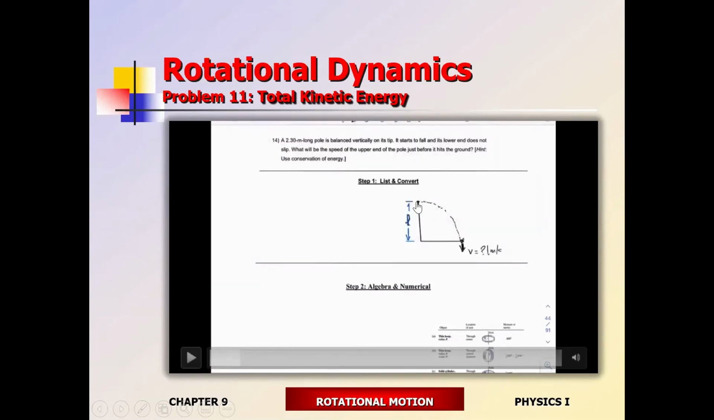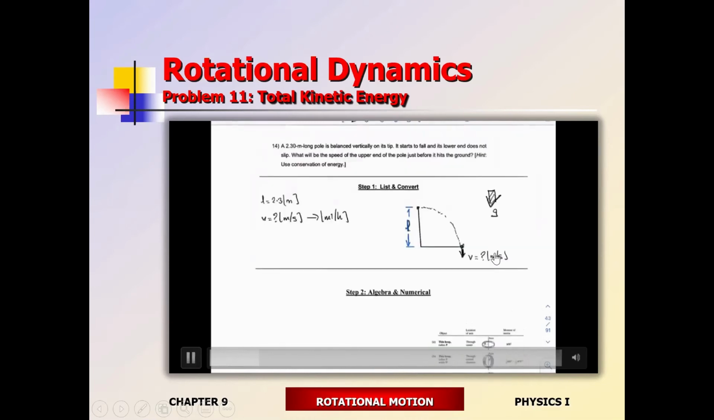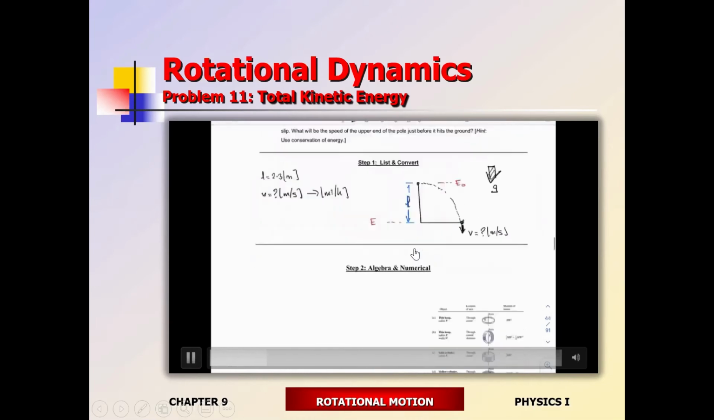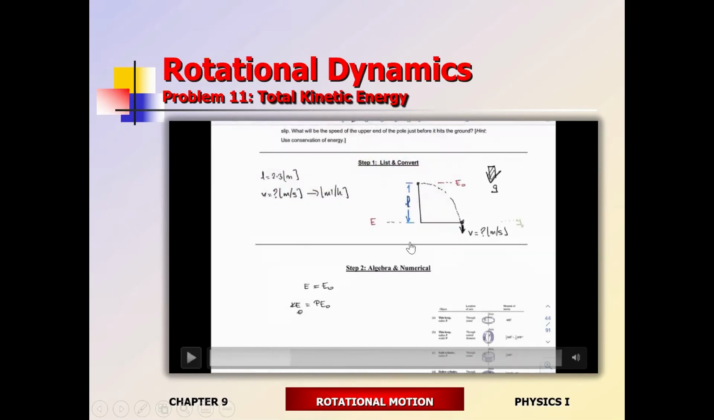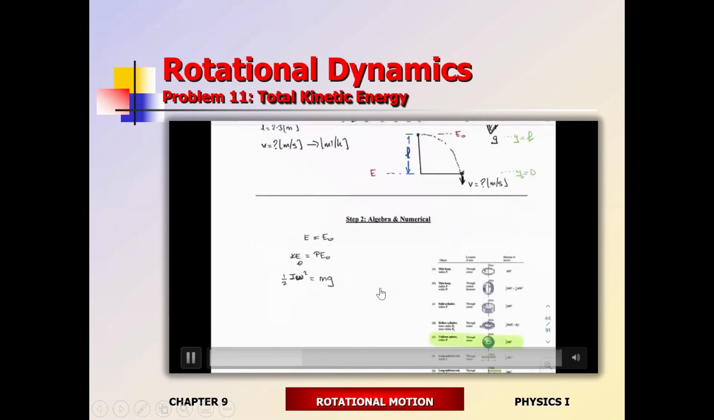So we're interested in the speed at the very top of the pole. So this is the tip of the pole. We don't know how fast the tip is going to hit the ground. We got the length. We want the speed in terms of miles per hour. We're assuming that gravity is the only force acting. So the mechanical energy is constant. So the final energy is going to be rotational kinetic energy. The initial energy is going to be potential energy, the potential energy of the tip of the pole.